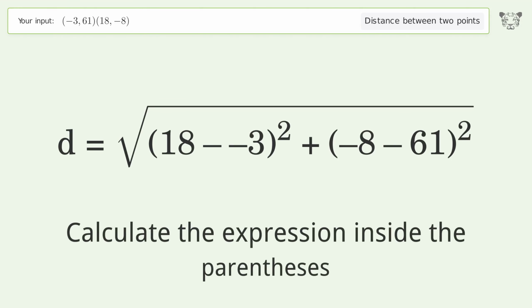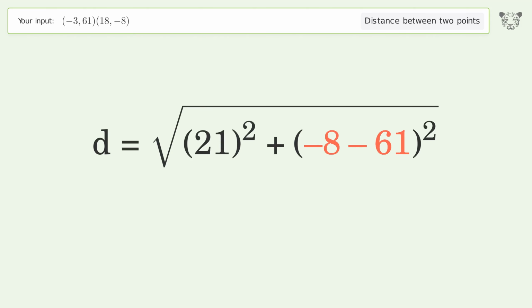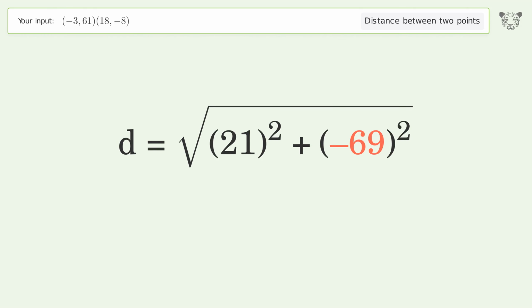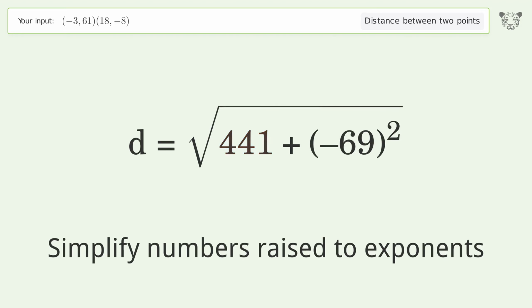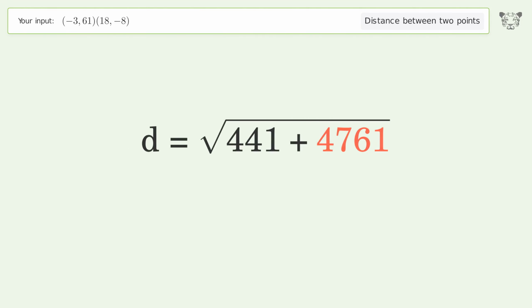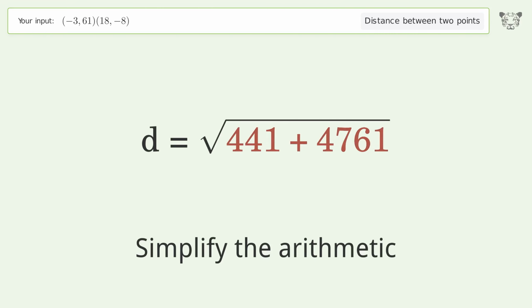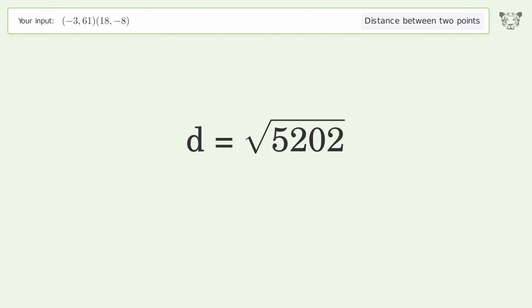Calculate the expression inside the parentheses. Simplify numbers raised to exponents. Simplify the arithmetic. And so the distance between the 2 points is the square root of 5,202, or 72.125.